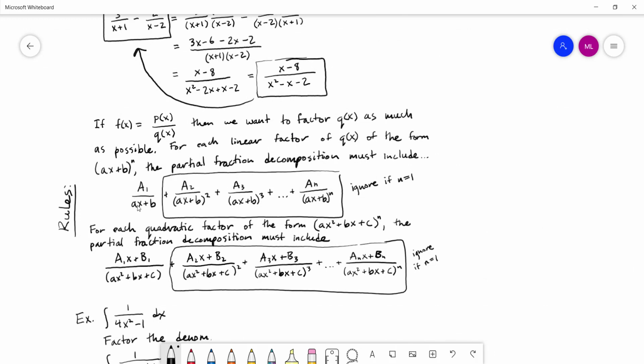If our denominator is linear, we just guess constants on top. If our denominator is quadratic, we guess lines on top. If the multiplicity is just 1, we can ignore all these other pieces. And in the example I'll do after this, we'll do an example where we have something with a multiplicity that is bigger than 1, and we'll see how to deal with that.